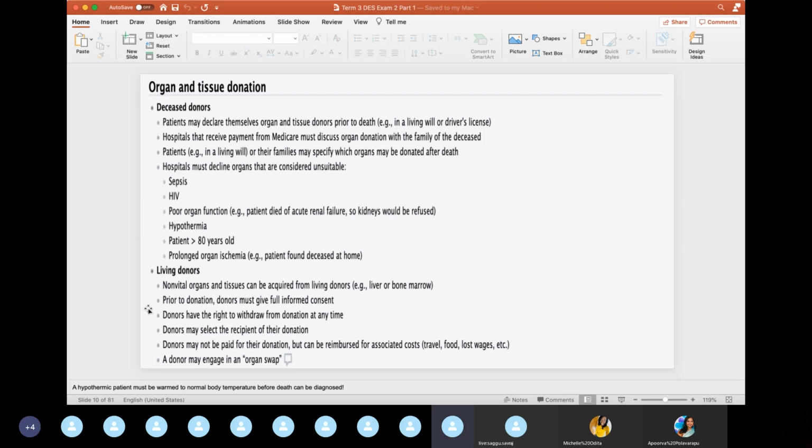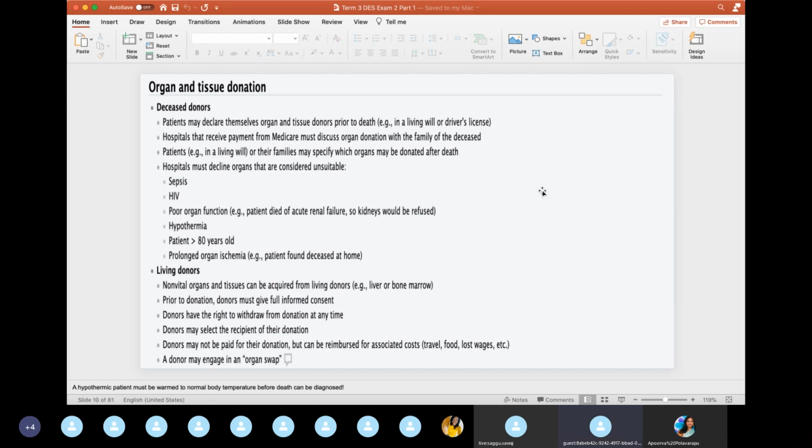Do they have the right question? Did you say that it's only when the payments are from Medicare that they have to ask the family, or always? I think always. Because most hospitals receive payment from Medicare. I don't think any hospital will refuse Medicare funding. So it's not whether the patient is on Medicare, it's just that the hospital does receive payment from Medicare.